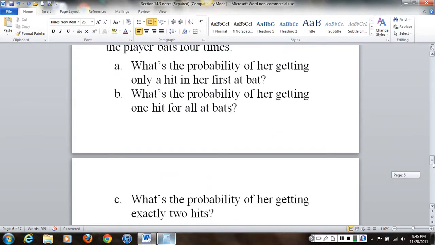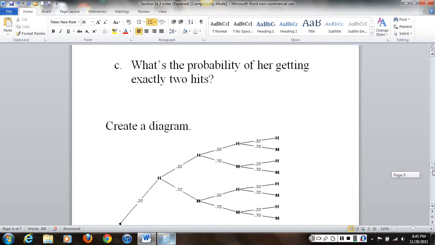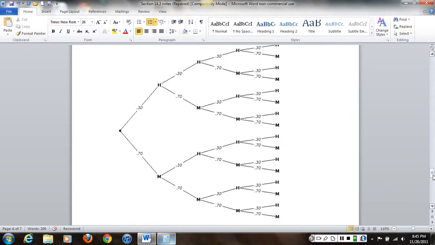Now part 2 is similar, but it says, what's the probability of her getting 1 hit for all at-bats? Meaning that this is a broader question. So again, we're figuring out for all of her at-bats, she only has 1 hit to show for it. But we're not specifying when it happens. The first question was specifying that 1 hit can only happen the very first time at bat, and there's really only one way for that to happen. The second question is, what is the probability she gets 1 hit altogether? But that 1 hit can come at any time. So like I said, it's a broader category that we're looking at.